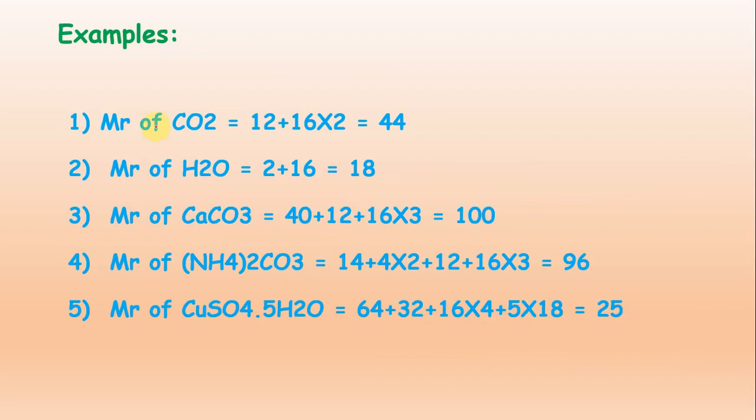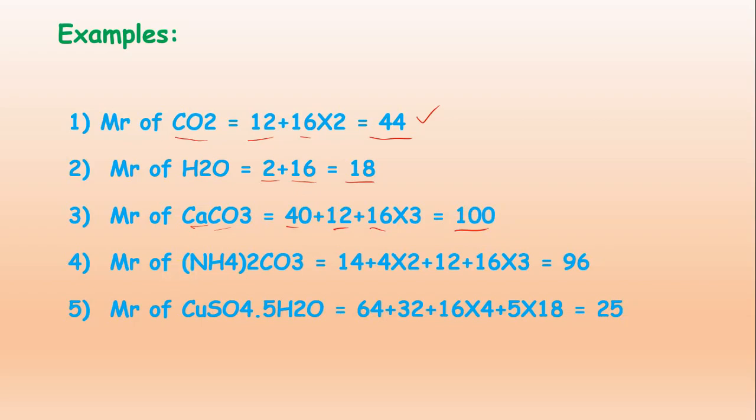For example, Mr of CO2: carbon 12, oxygen 16 multiplied by 2, we will get 44. This is the way to calculate the Mr of a compound, which we have discussed already. Mr of water: hydrogen 2, oxygen 16, it will be 18. Mr of calcium carbonate: calcium 40, carbon 12, oxygen 16 multiplied by 3, that is 100.